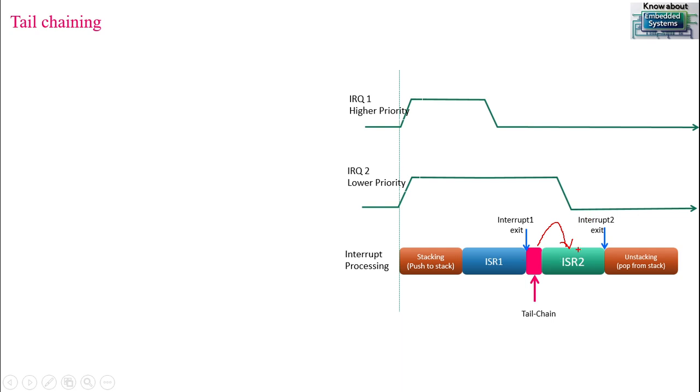Directly the processor will jump to interrupt service routine 2, and then finally upon exiting from interrupt service routine 2, it is going to perform unstacking. This process of skipping the stacking and unstacking of interrupt 1 and 2 is called tail chaining. Because of this tail chaining, we can save lots of time in our execution.